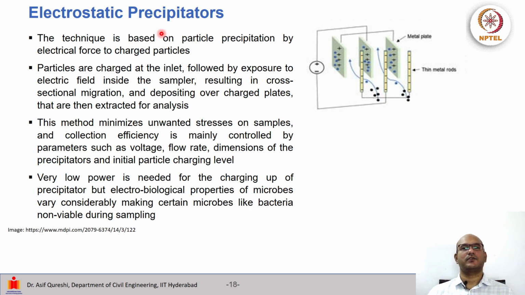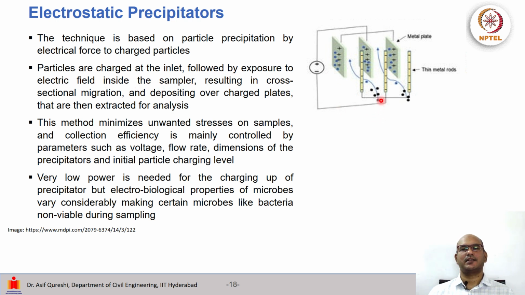Then the next technique is electrostatic precipitation. The technique is based on particle precipitation by electrical force being applied to the charged particles. This method is essentially the same as the electrostatic precipitation method used in cleaning industrial flue gas of particulate matter. The particles are charged at the inlet, followed by exposure to an electric field inside the chamber.